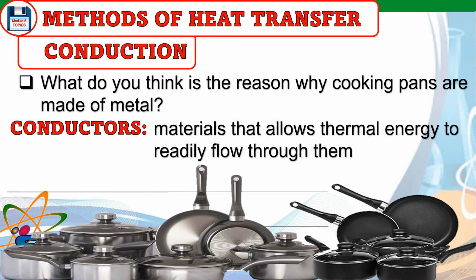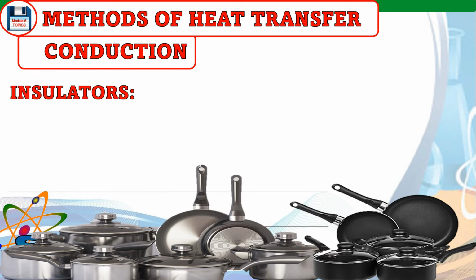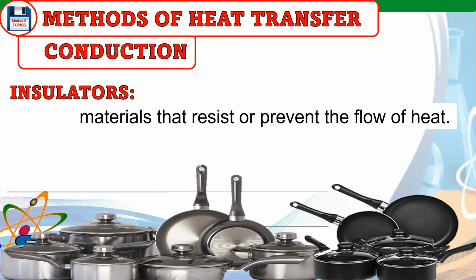On the other hand, materials that transfer heat poorly are called insulators. Insulators are materials that resist or prevent the flow of heat. This is the reason why most cooking utensils have handles made of plastic, rubber, or wood. This is to prevent heat from flowing to the handles, which prevents us from being burned.